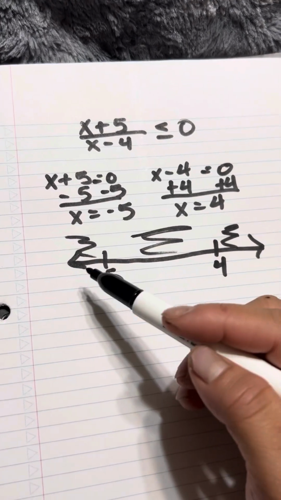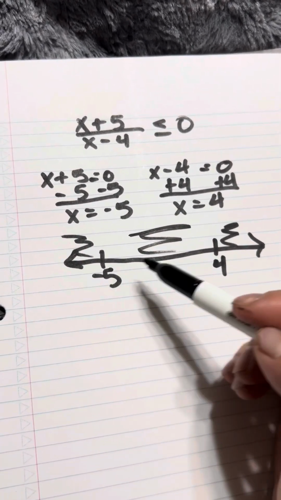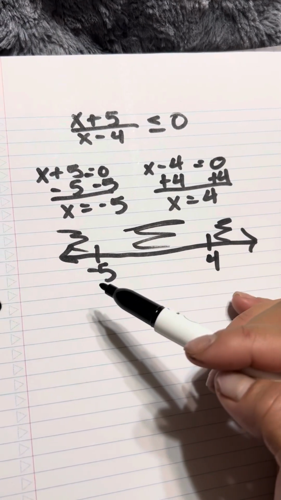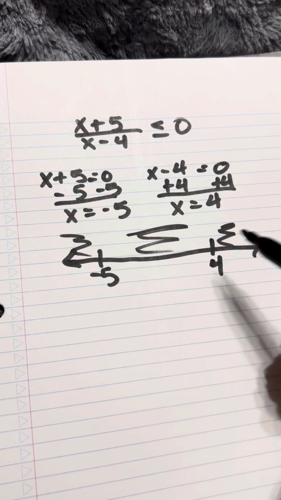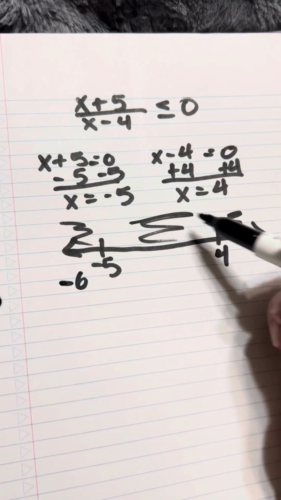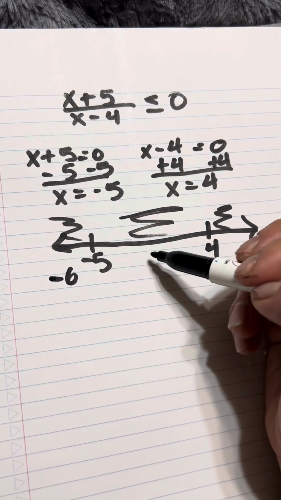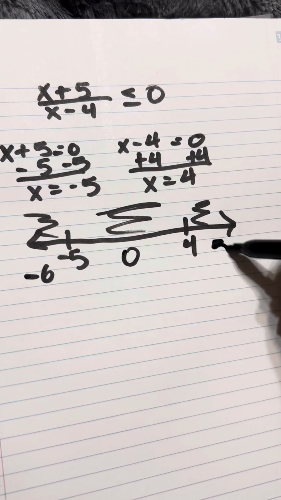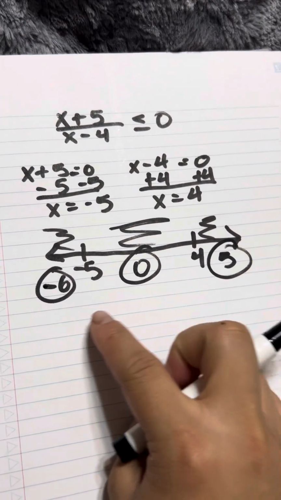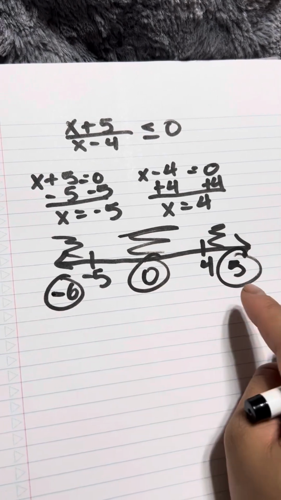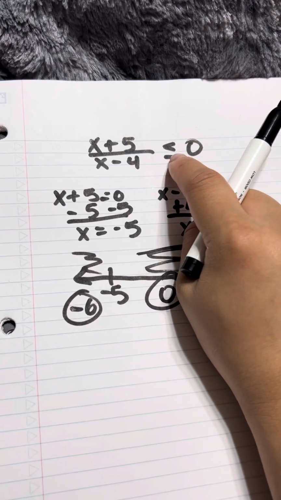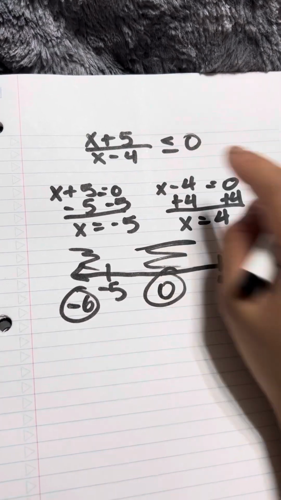You can pick any number in between these values. I do recommend that you pick a lower number just so that you don't have some crazy high number. So if we have -5 right here, we could do -6. Between -5 and 4, we could do 0, and then past 4 we could do 5. So we have -6, we have 0, and we have 5. And then for these 3 numbers that you're testing, all you have to do is plug it back into the original inequality and then make sure that it is less than or equal to 0.